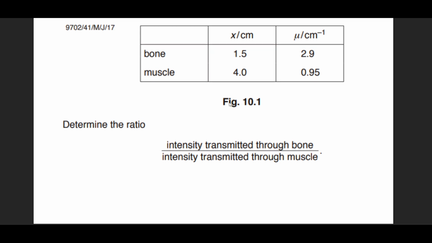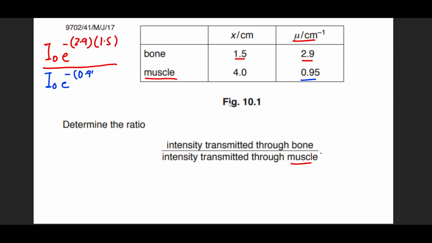So let's write down for the bone. So for the bone, this is going to go like this. I naught e raised to power minus mu x, of course. Mu is this one, which is 2.9. So 2.9 into the thickness, which is 1.5, divided by the intensity through muscle. Now the muscle's value is also given in the table. I've chosen this common example to fully understand how the equation is actually going to work. So e raised to power minus mu is 0.95. Now you can see that the absorption of the bone is much higher than the absorption of the muscle. That is what sets up the contrast. And then the thickness is 4 centimeters. So through the muscle, it has to travel 4 centimeters.